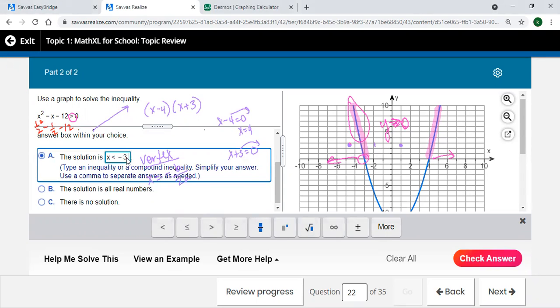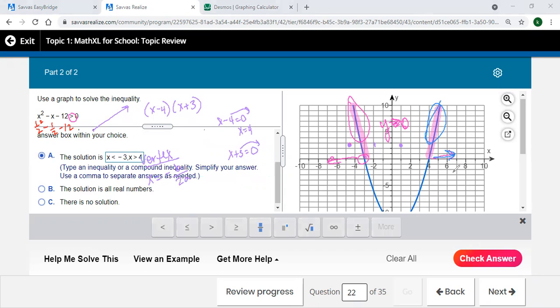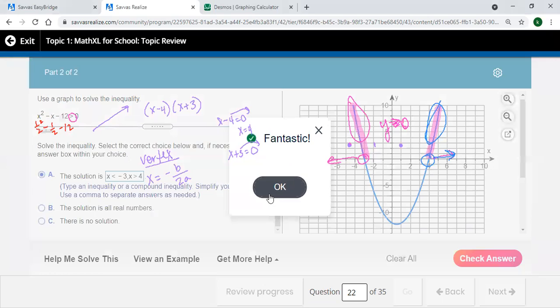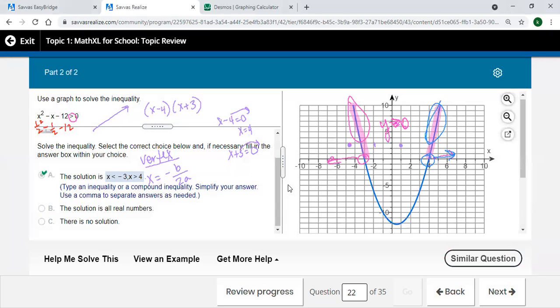And then on the other side, x is greater than the 4. And that's for this arm here, because it's above this 4 and to the right. All right, let's check and see if it likes what we put in there. Fantastic. So I hope that helps everybody.